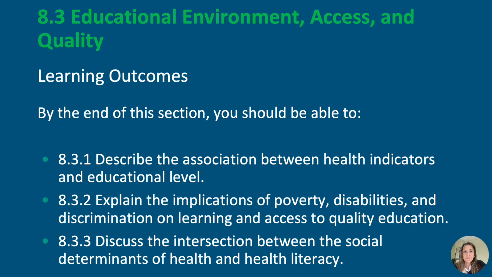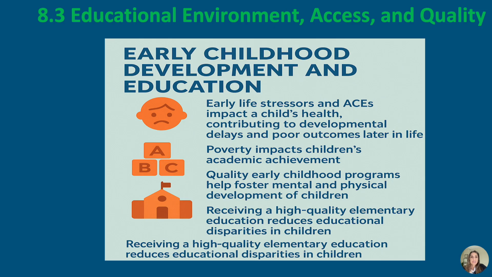So now by the end of this next section, you should be able to distinguish between health indicators and education level, explain the implications of poverty, disability, and discrimination on learning and access to quality education, always connecting this back to health outcomes, and also look at social determinants of health and health literacy. So early childhood development and education: early life stressors and ACEs impact a child's health. So this contributes to developmental delays, poor outcomes later in life, and poverty impacts children's academic achievement.